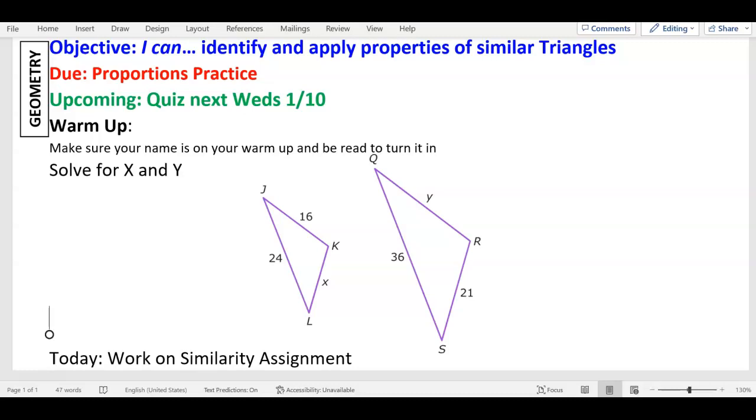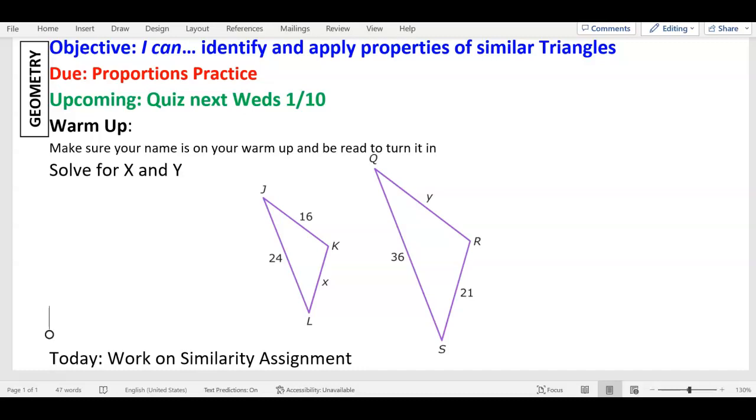So check it out. If we're gonna solve for x or y, what did we do yesterday between these two triangles? Do you remember what we did? What did we draw between them? We drew lines. We connected the corresponding sides. Now look, this has not been rotated. It's not been flipped. It's just shifted over. It's called a translation. Okay, so it should be easy to connect these.